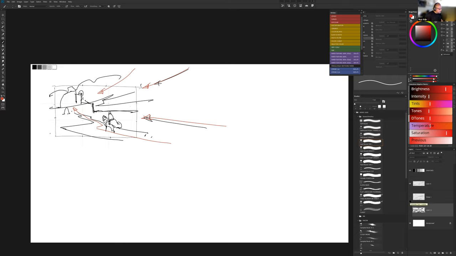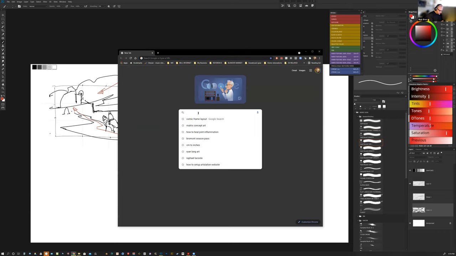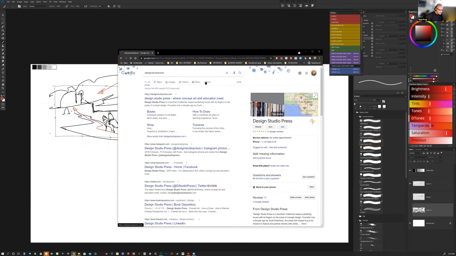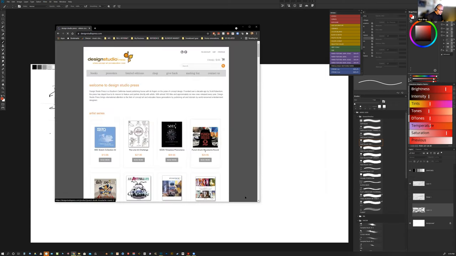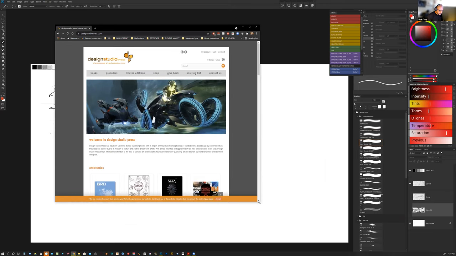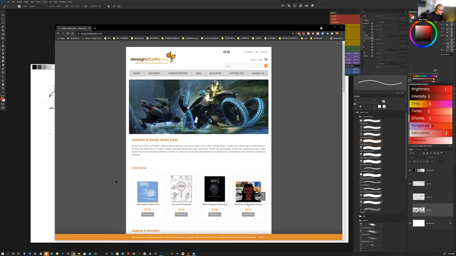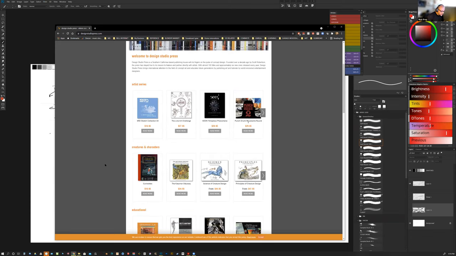So a really good book to look into is, let me see if I can find it. Scott Robertson's Design Studio Press. So this is Scott Robertson's publishing company. He is a known concept artist and also instructor at the famous school in California. He's an amazing industrial designer.